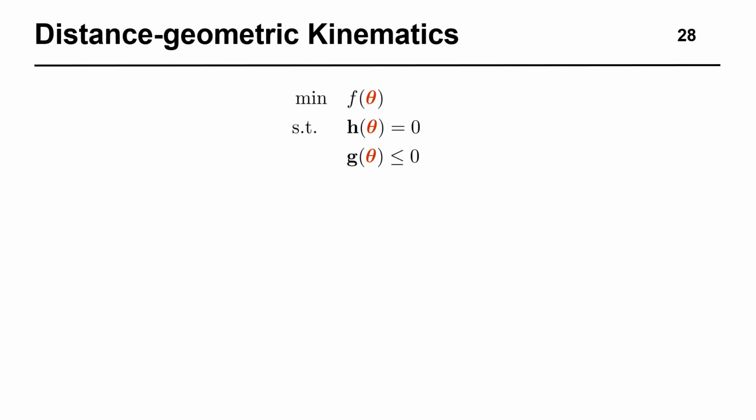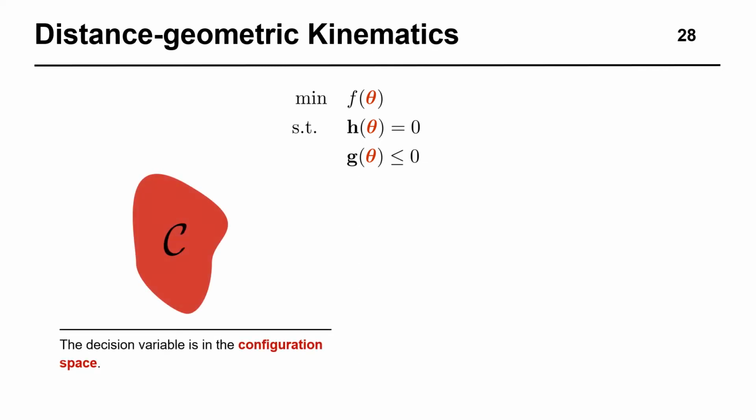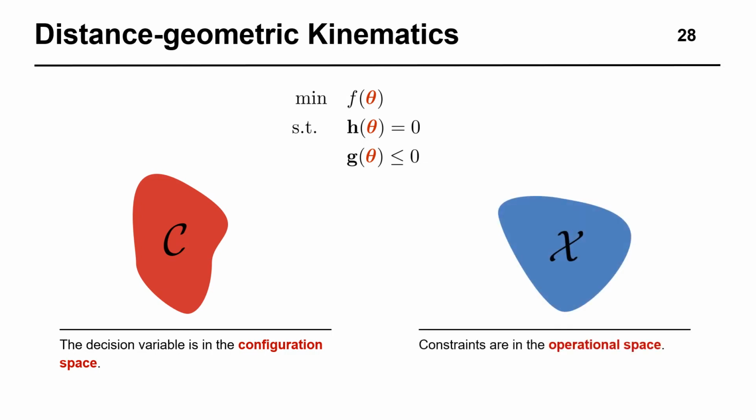Looking at this problem, we can see why it can become difficult. Our decision variable is the robot's configuration, theta, which is in the configuration space, while many common constraints, such as the end effector pose and collision avoidance, are defined in the operational space. As mentioned before, the mapping between these spaces is usually nonlinear.